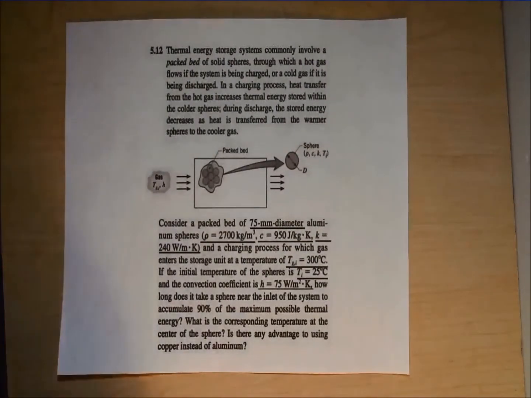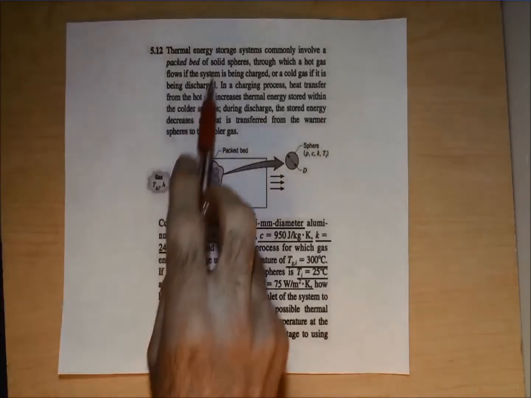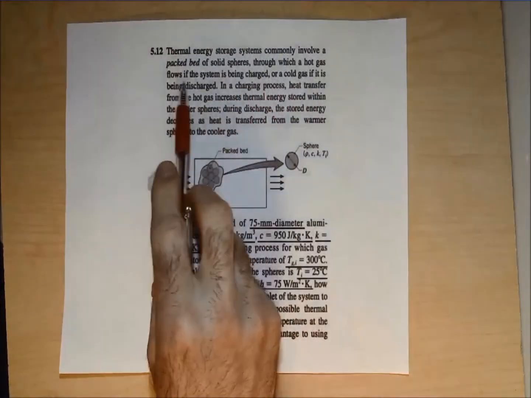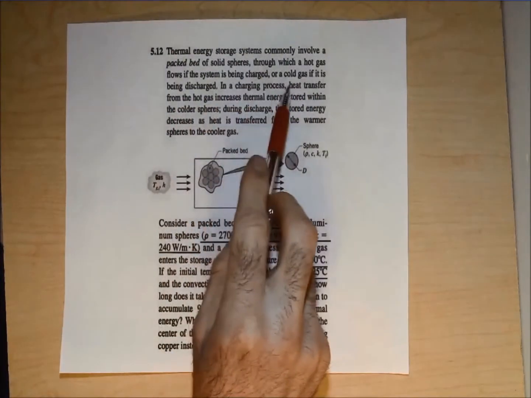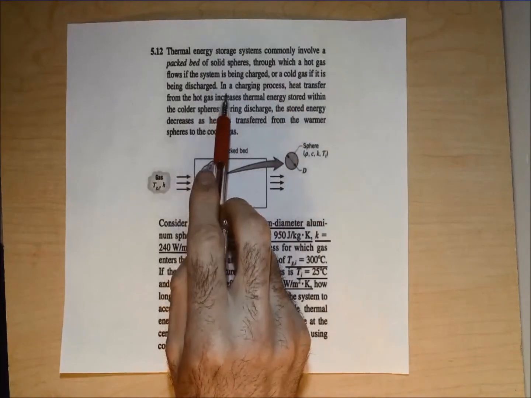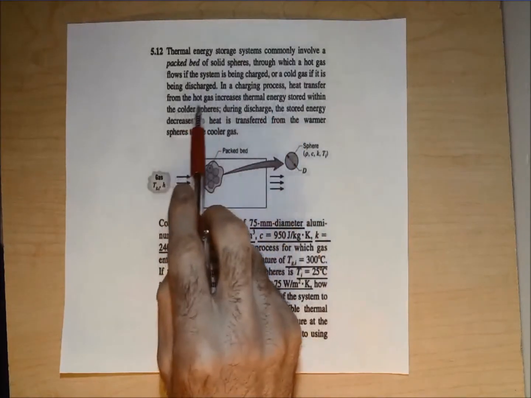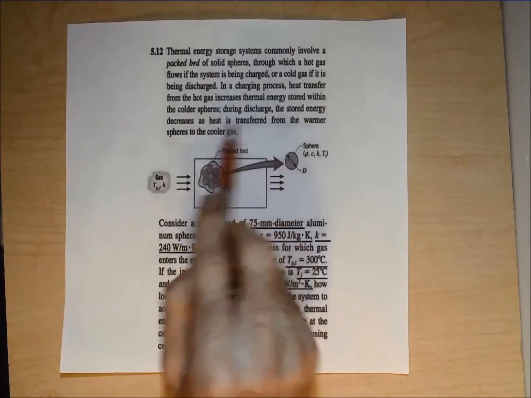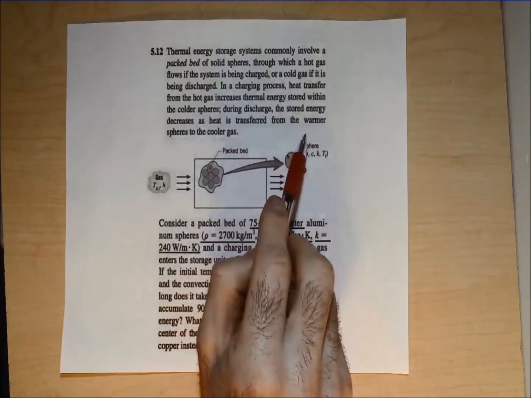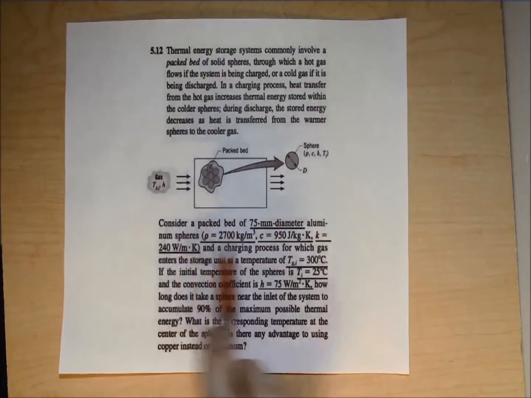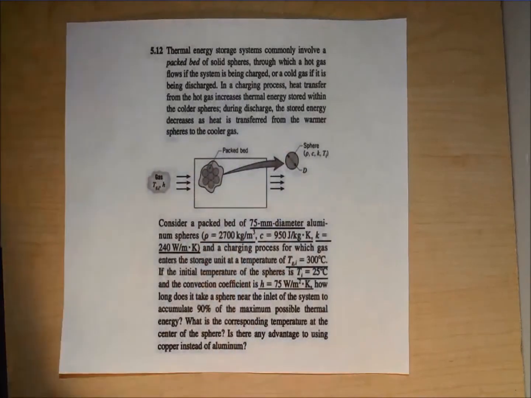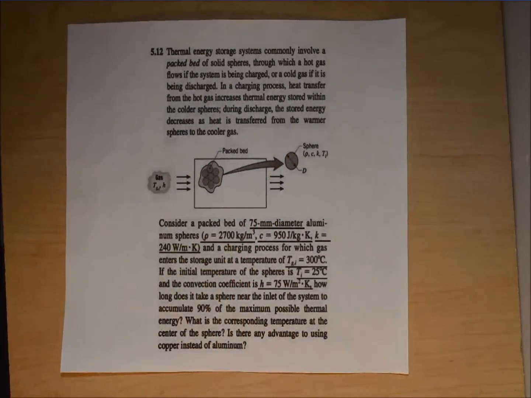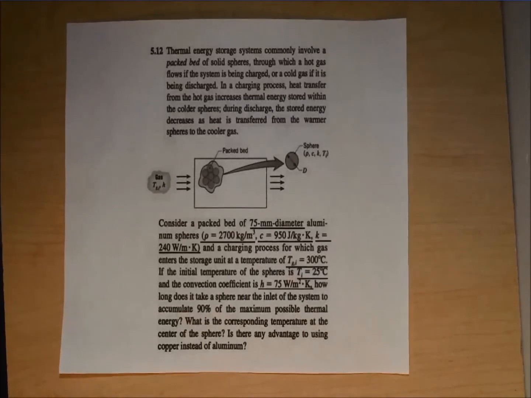this is problem 5.12 here, where we had thermal energy storage systems commonly involving a packed bed of solid spheres, through which a hot gas flows if the system is being charged, or a cold gas if it is being discharged. In a charging process, heat transfer from the hot gas increases thermal energy stored within the colder spheres. During discharge, the stored energy decreases as heat is transferred from the warmer spheres to the cooler gas, and they give us this diagram here. So we're going to utilize the information given in problem 5.12 to go back to problem 5.80.